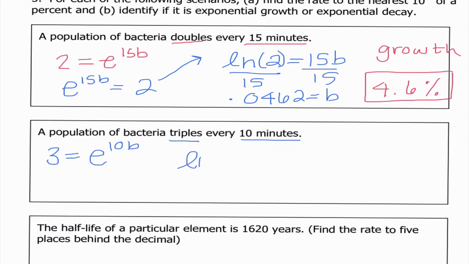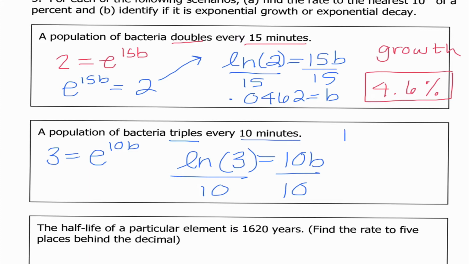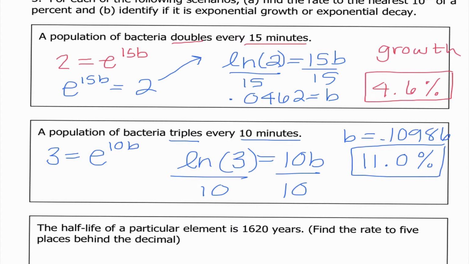So to solve this, I'm going to do ln of 3 equals 10b, and I'm going to divide both sides by 10. Hopefully you're seeing why it's so important that we know how to solve exponential equations. I get b equals 0.10986, and when I move my decimal place over, I would get 10.98, which is 11.0, and once again, that is a growth. So we can see that rate is actually really big. It's increasing quite rapidly.